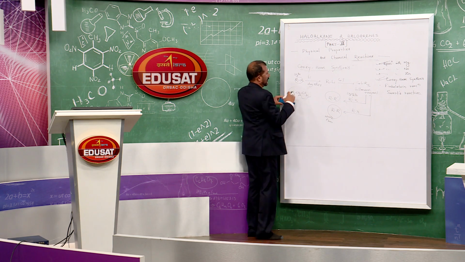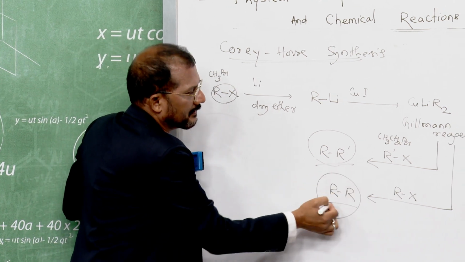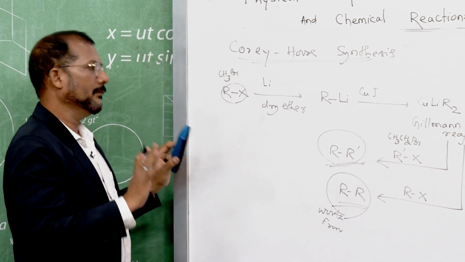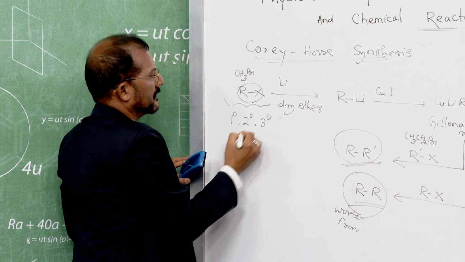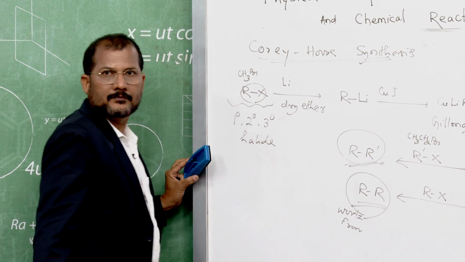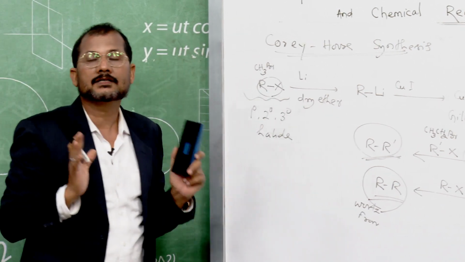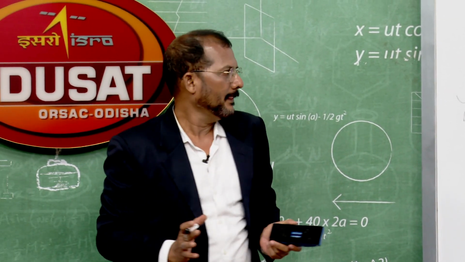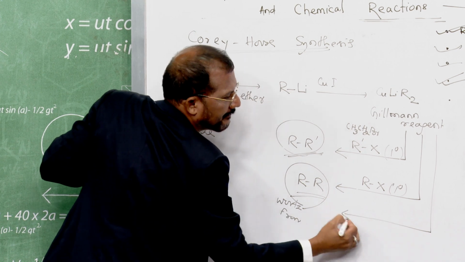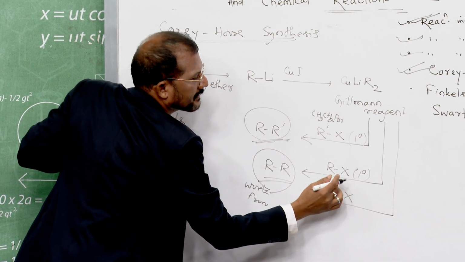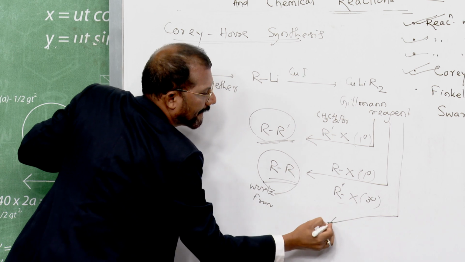But one thing is very important to remember: in Corey-House synthesis we can prepare symmetrical alkanes as well as unsymmetrical alkanes. But one condition is there: this alkyl halide can be primary, secondary or tertiary halide, but this alkyl halide should be primary only. This is the restriction or condition for Corey-House synthesis. Why? Because if it were a tertiary halide R'X, then our product will be an alkene.